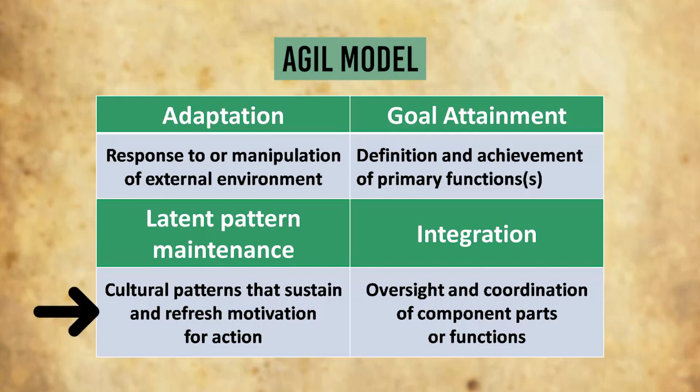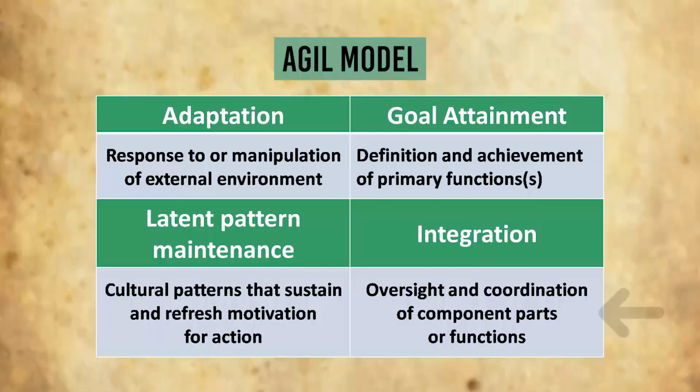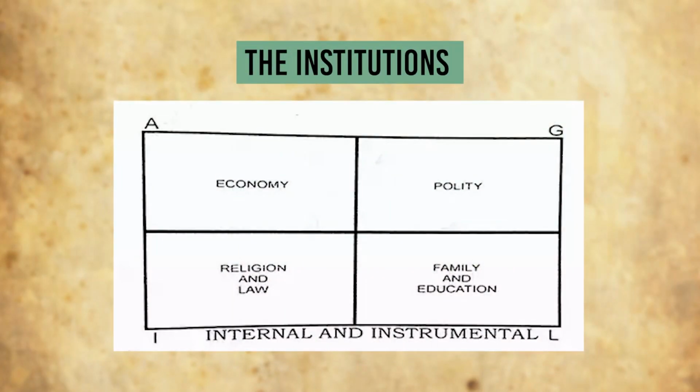Latent pattern maintenance is the cultural patterns that sustain and refresh motivation for action. Sometimes the system becomes exhausted. They are not able to breathe very easily. So through pattern maintenance, or latency, we are trying to give it fresh oxygen so that it is refurbished and works afresh. Integration is coordination between the different parts. Usually, there are institutions and subsystems which perform these actions.